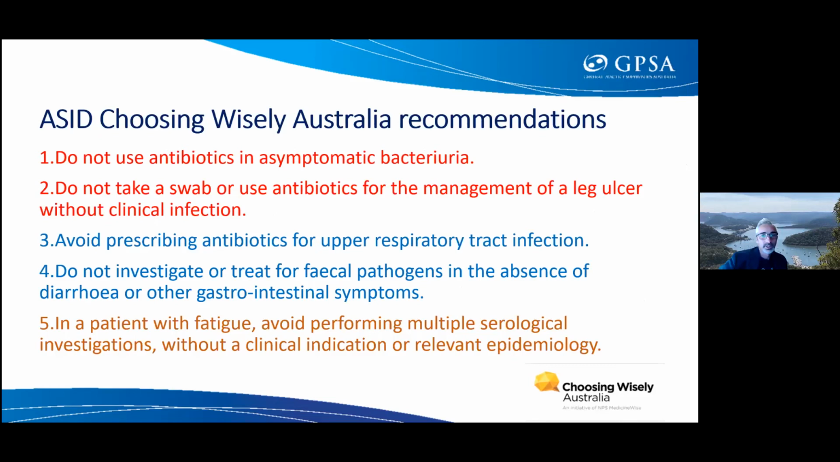And so, look, I'm not going to go over all these. We've talked about the first two today: asymptomatic bacteriuria, don't use antibiotics, and in fact, don't take cultures as well. And secondly, the leg ulcer we talked about, don't swab them or use antibiotics unless there's clinical spreading infection. The two blue ones we're going to be talking about next time. And the final one is a bit of a specific scenario, around patients with chronic fatigue. That's aimed at, for example, Ross River virus. Something like 50% of Australians have positive serology for that in some areas. It doesn't mean that's the cause of their fatigue. Not doing heaps of serology tests for that.